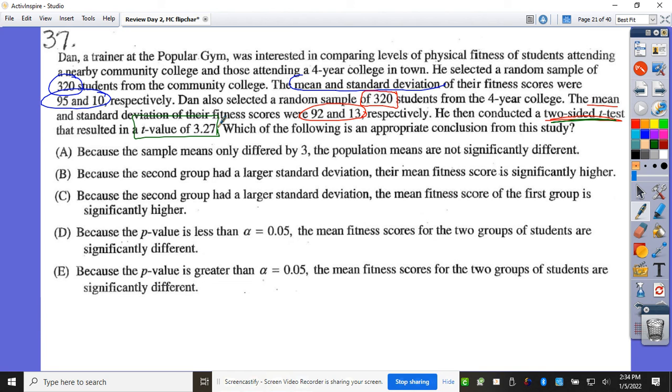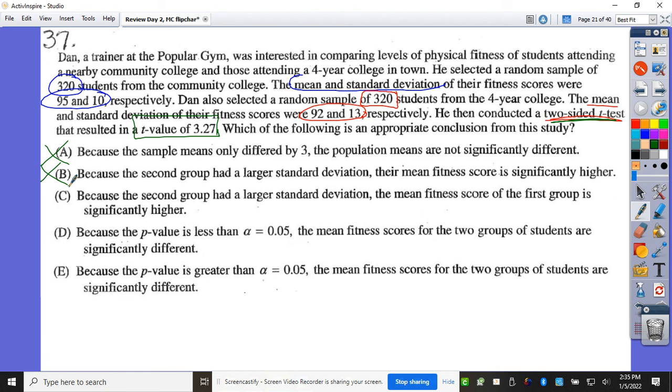So the means themselves are 3 apart. Is that enough to say that the two different means are significantly different? No, you got to think about it like, even if it's GPA, if two different things had a GPA of a difference of 3, is that enough to say they're significantly different? There's a lot more involved than just how different they are. So that is not correct. We're testing to see if one of the means is higher. If the second group has a bigger standard deviation, does that mean the means are higher? No. Just standard deviation alone means nothing about mean.